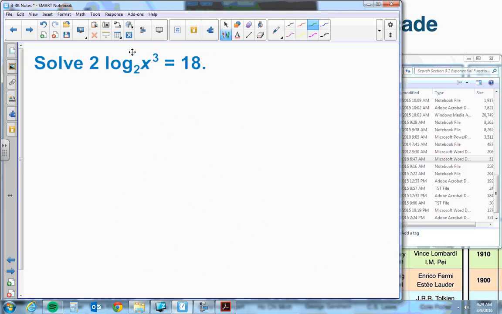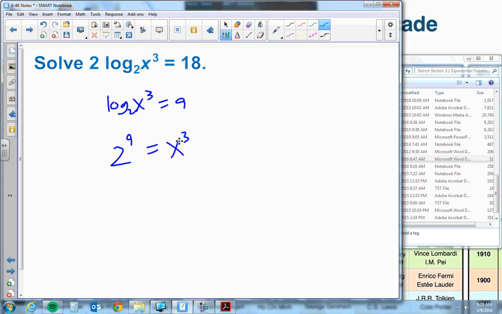All right, this one. Divide by 2. Got a 9 over there, obviously. See if I can do this. And just go and rewrite as an exponential. So 2 to the power of 9 equals x cubed.